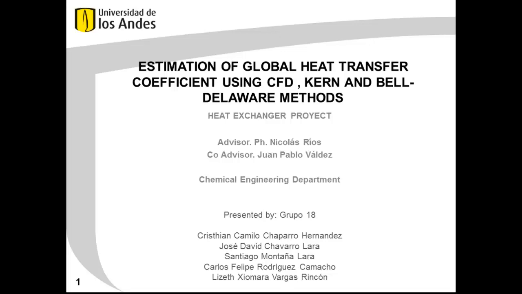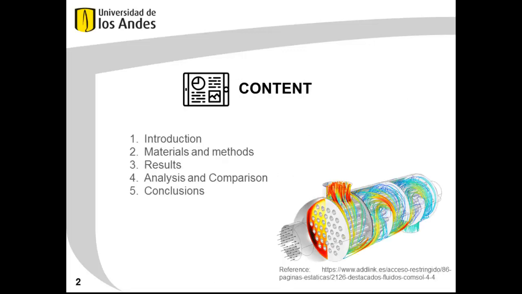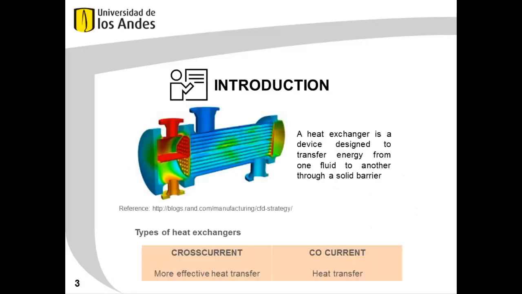Good afternoon. We're Group 18 and we're going to talk about the estimation of the global heat transfer coefficient using CFD, KERN, and BELL-DELAWARE methods. This is the heat exchange project. Today we're going to talk about the introduction, the materials and methods we used, results, analysis and comparisons, and finally conclude.